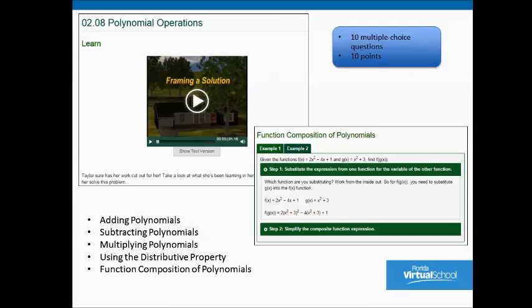2.08 is polynomial operations. This is when they learn to add, subtract, and multiply polynomials. They also review that distributive property. They've learned it before, but this is in a little more complex situation. And then also the function composition of polynomials. This is a 10-question multiple choice, auto graded, worth 10 points.